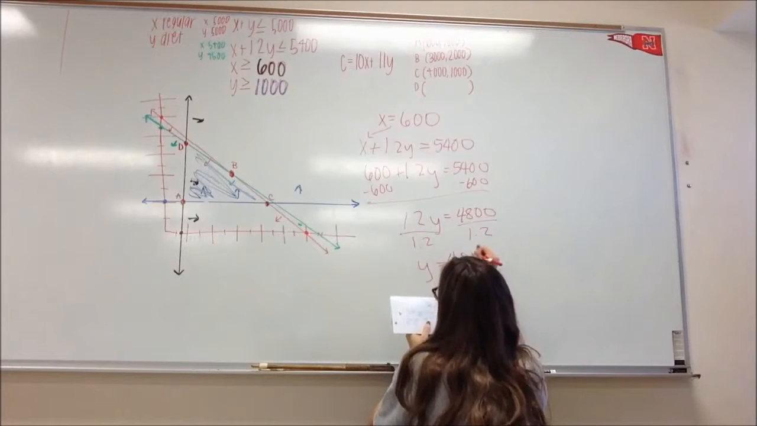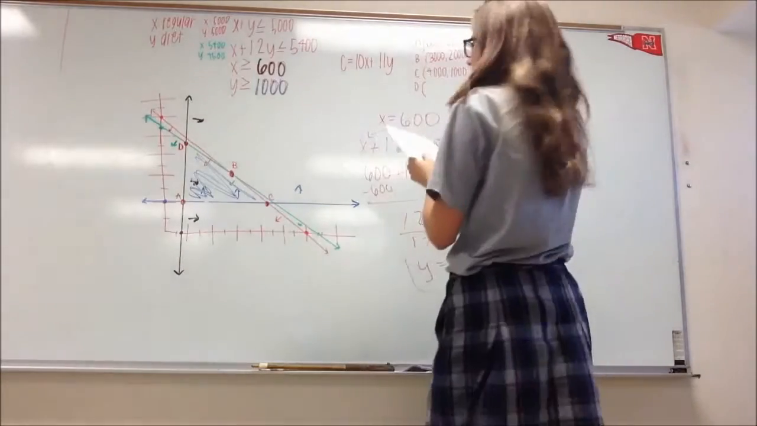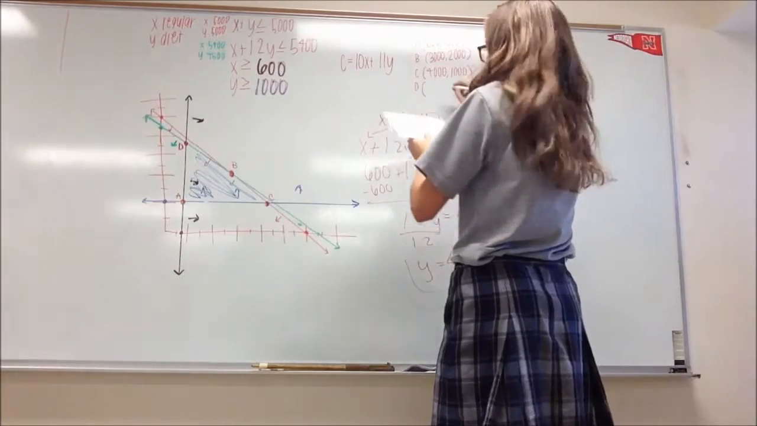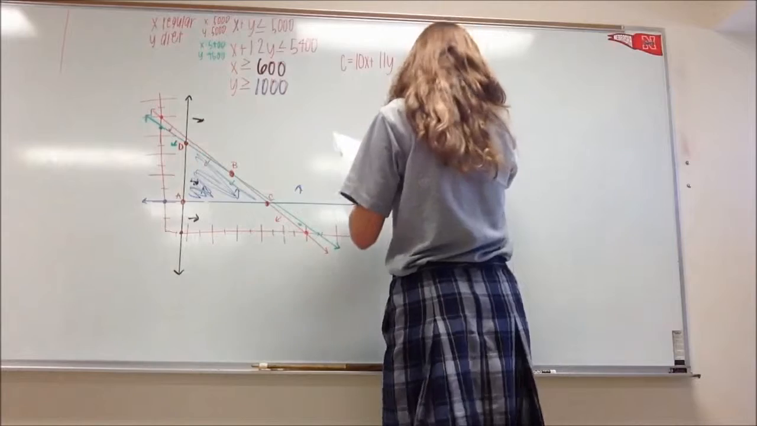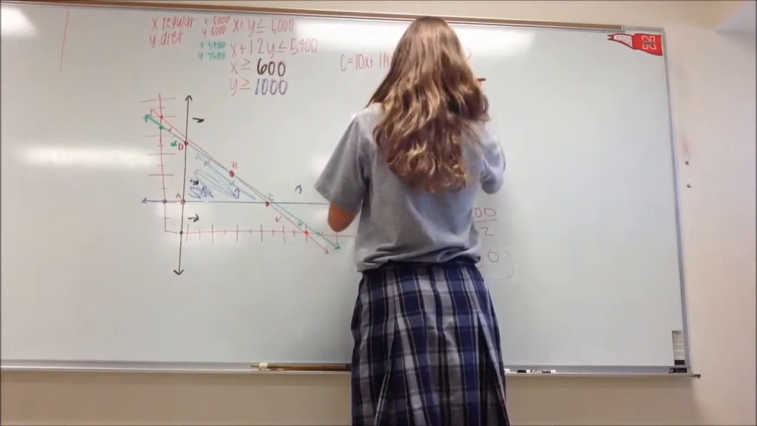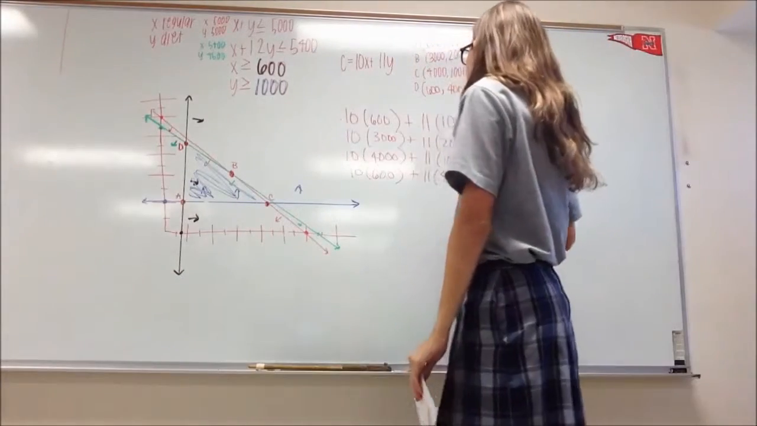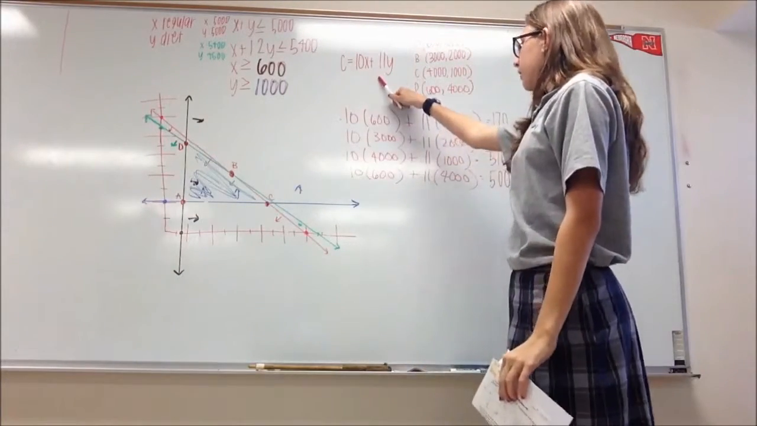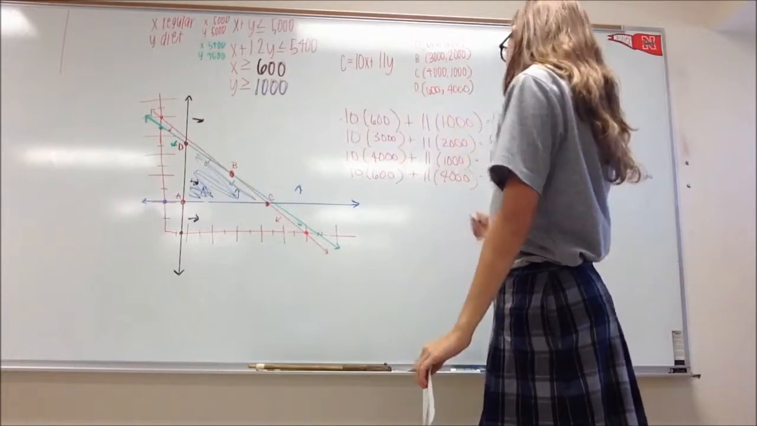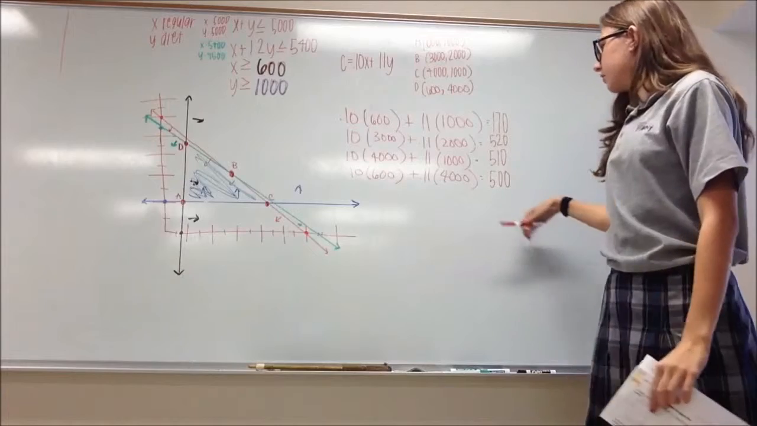That gives you 4,000 as your y. So D is 600, 4,000. So then we plug all our points into the objective function, which gives us our answers.